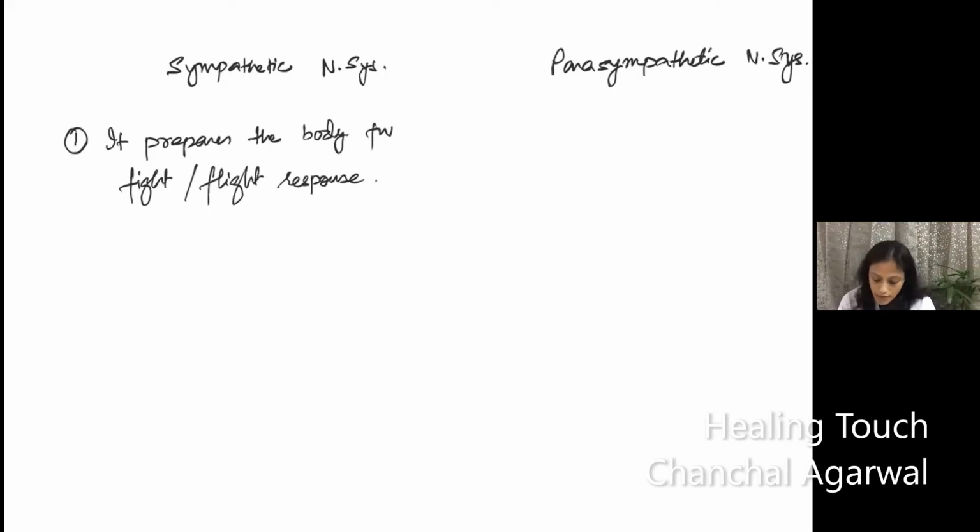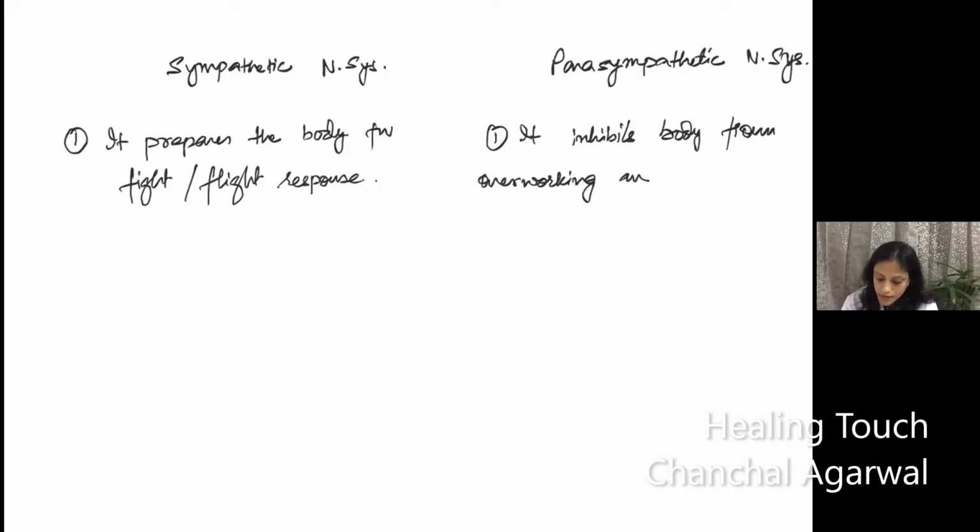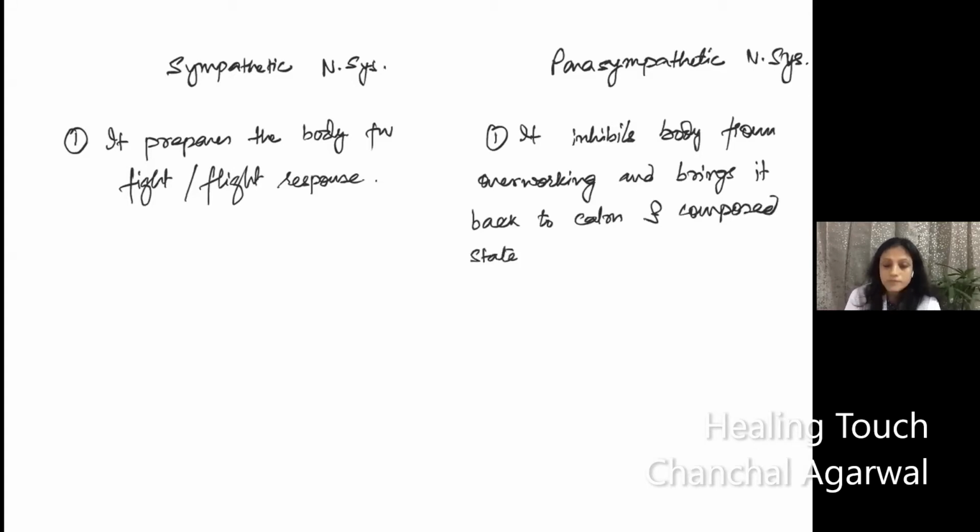And opposite to that, parasympathetic inhibits the body from overworking and brings it back to a calm and composed state. Okay, calm and composed state.